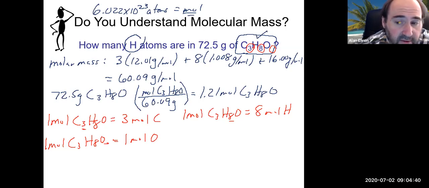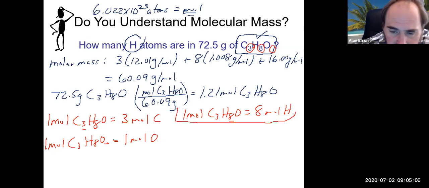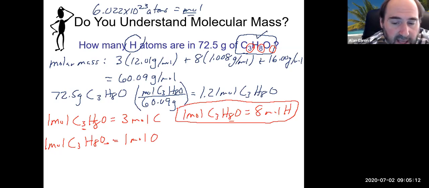So each of these are equalities, which means for each of these that I wrote there, you really can have 2 conversion factors. So for example, for the carbon, you could say 1 mole of C3H8O over 3 moles of carbon, or you could say in 3 moles of carbon, there is 1 mole of C3H8O. So you can use it as a conversion factor. In this case, we're interested in hydrogen. So we're going to use this relationship that we got from the actual formula to allow us to go from moles of the entire thing to moles of just the hydrogen part. Any questions on that part of it?